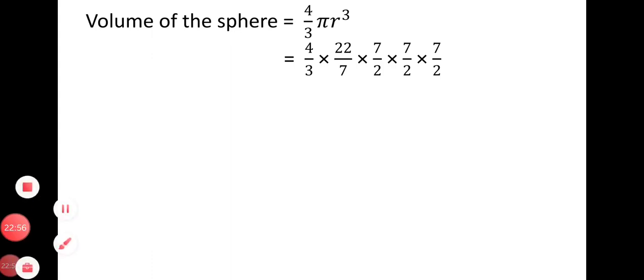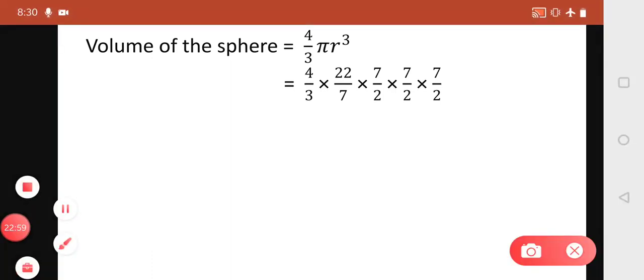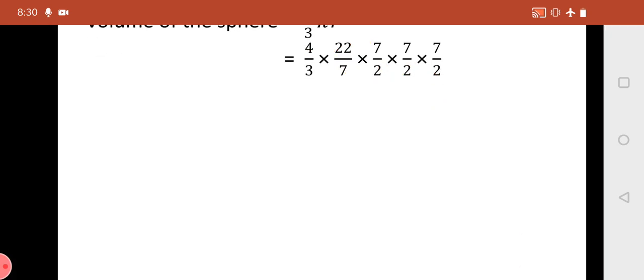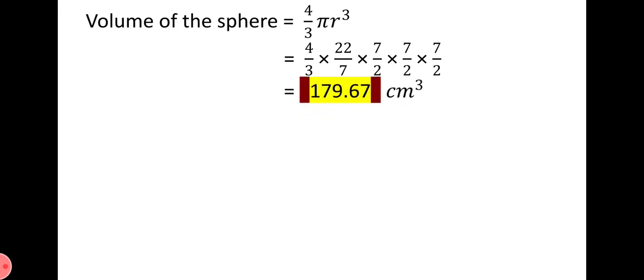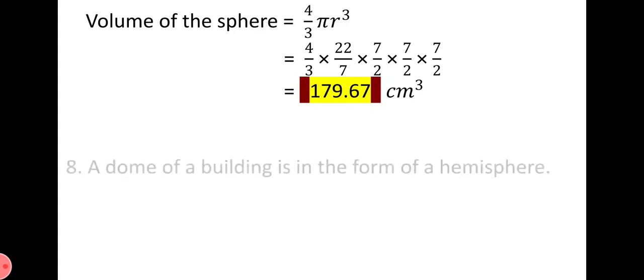Inserting the values, equal to 4 upon 3 into 22 upon 7 into 7 upon 2 into 7 upon 2 into 7 upon 2. You can again reduce this as far as possible. Here 7 cut, 2 2s are 4, here 4 will cut, 2 1s are 2 and 2 11s are 22, this 7 will be cut, and whatever is left is equal to 179.67 cubic centimeter. Yes, on solving we get the volume of a sphere equal to 179.67 cubic centimeter.